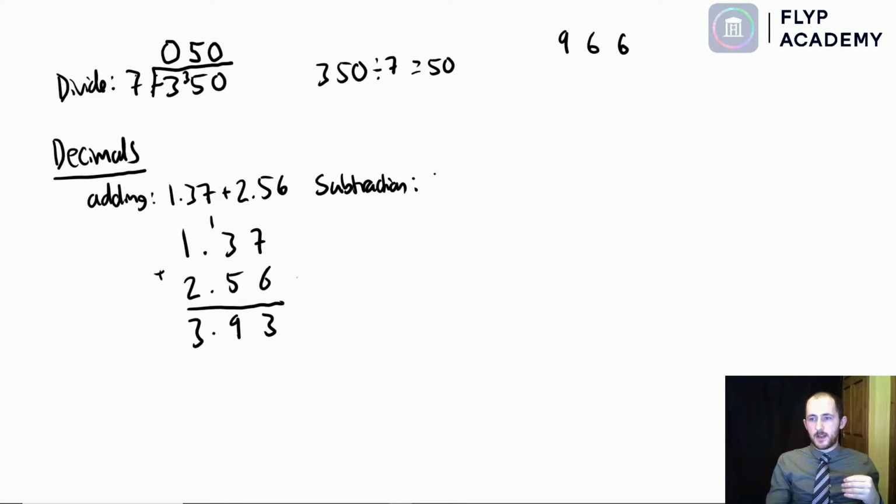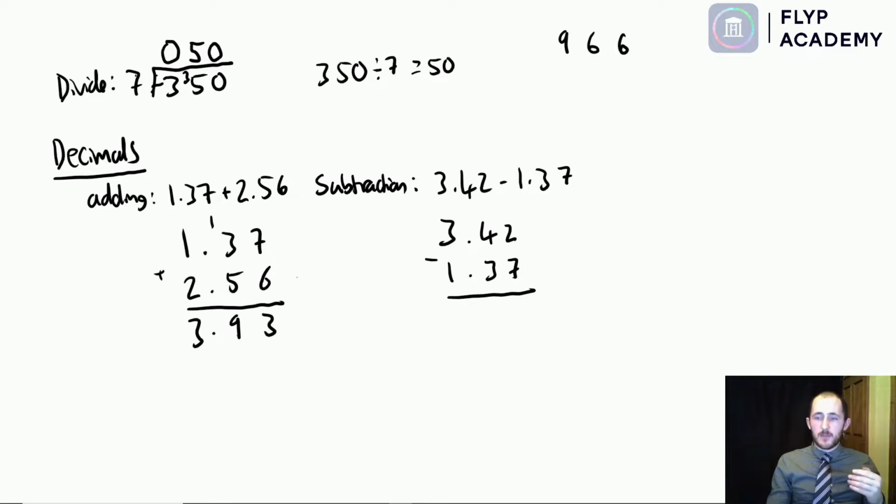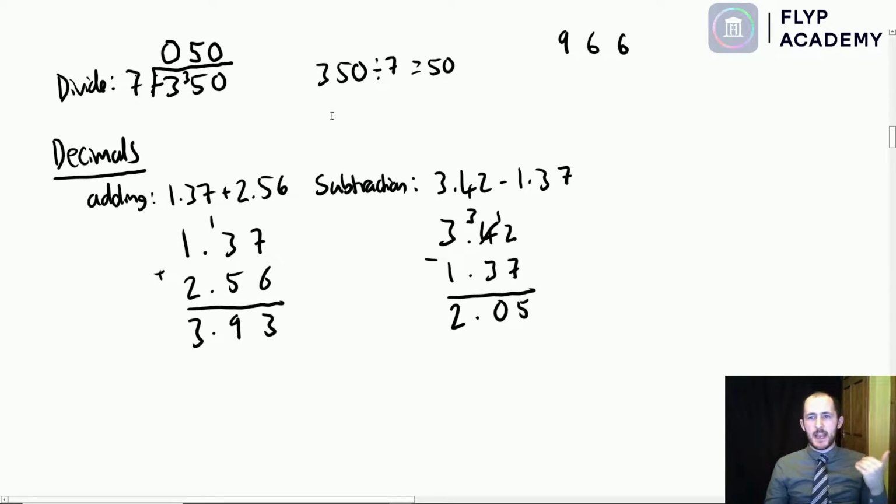So if we have something like 3.42 minus 1.37, what we do is we put again 3.42, subtraction sign. Can we do 2 minus 7? No, so we borrow 1 from the left. 12 minus 7 is 5. 3 minus 3 is 0. 3 minus 1 is 2. So we get 2.05 as our answer. Okay, so that is fairly self-explanatory. It's the same as using integers.